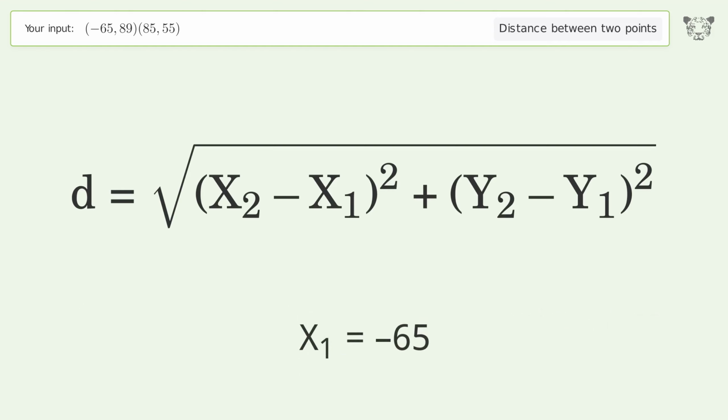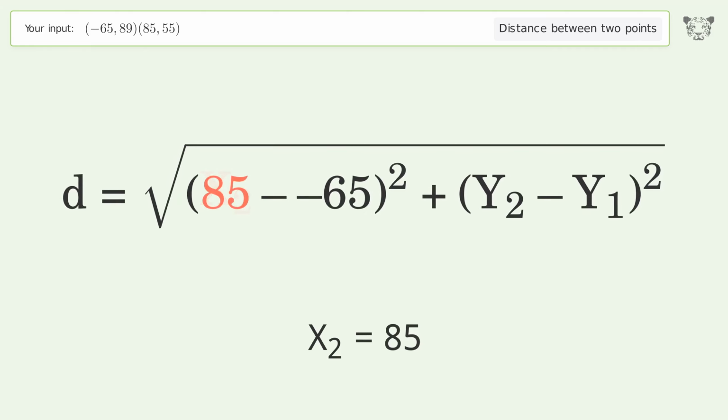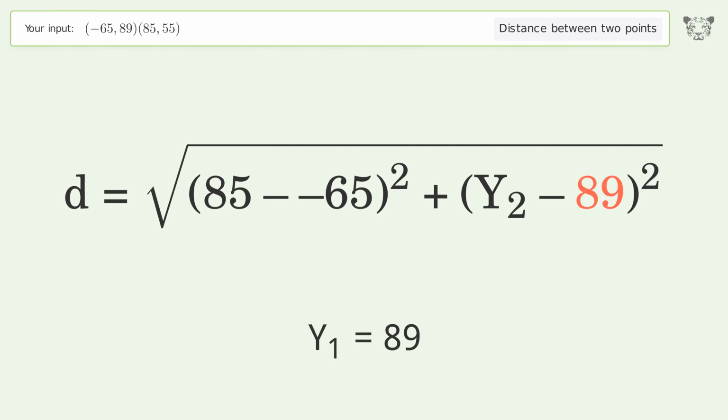x1 equals -65. x2 equals 85. y1 equals 89. y2 equals 55.